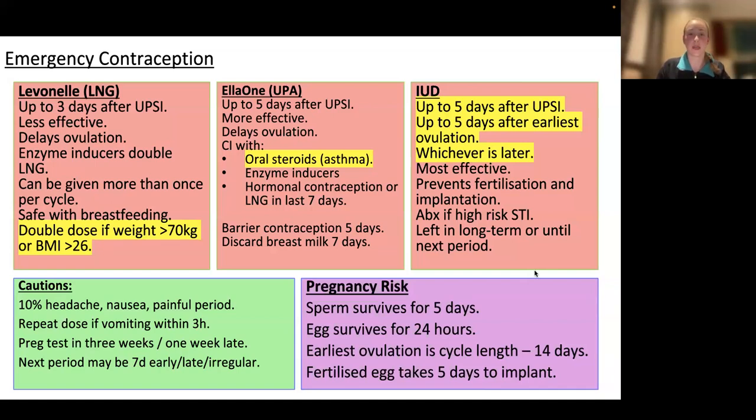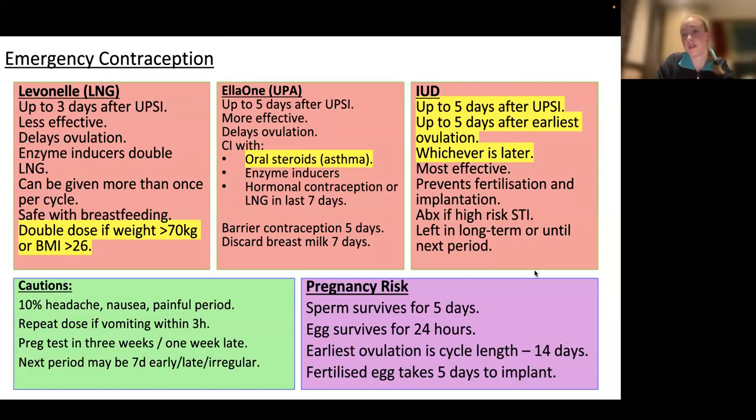Okay. Yeah, it is really helpful to draw it out, because then you can see, okay, the sperm survives for 5 days, the fertilized egg takes 5 days to implant. Are you within that window? So the IUD can be used up to 5 days after unprotected sexual intercourse, or up to 5 days after the earliest ovulation, whichever's the later point. So even if someone had had unprotected sexual intercourse 7 days ago, but you're 3 days after ovulation, you can still give them the IUD.